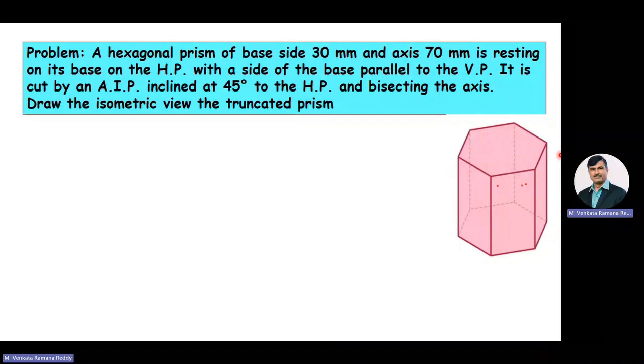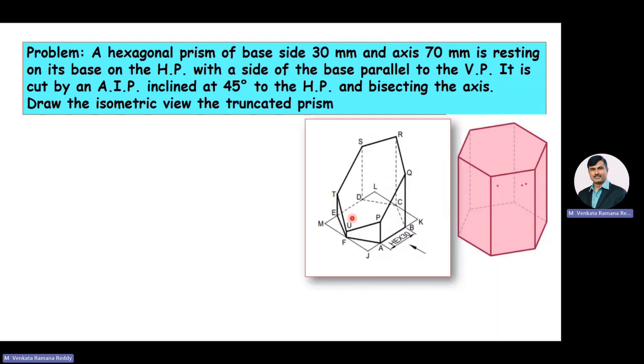This is the hexagonal prism, resting on its base on the HP, and its base side length is 30 mm, axis height is 70 mm. This hexagonal prism is resting on its base on the HP with one of its base sides parallel to the VP. It is cut by an auxiliary inclined plane at an angle 45 degrees to the HP and bisecting the axis. And then we need to draw the isometric view of the truncated hexagonal prism.